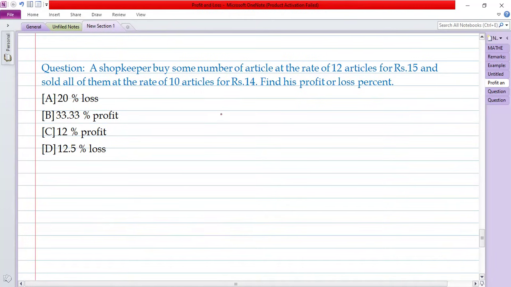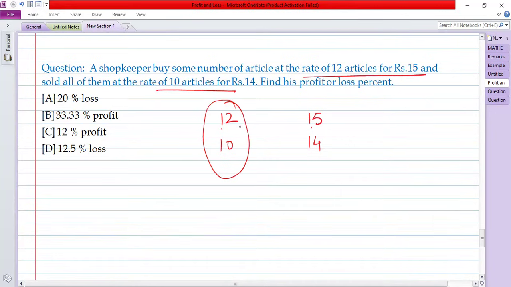So one more question. Here 12 articles are bought for rupees 15, and sold at the rate of 10 articles for rupees 14. Once again I have to make the number of articles same. So for that I multiply this by 5 and I multiply this by 6. So number of articles bought is 60 and number of articles sold is 60, means the number of articles are same. If I have multiplied this side by 5, I should multiply it by 5, and if by 6, then by 6.